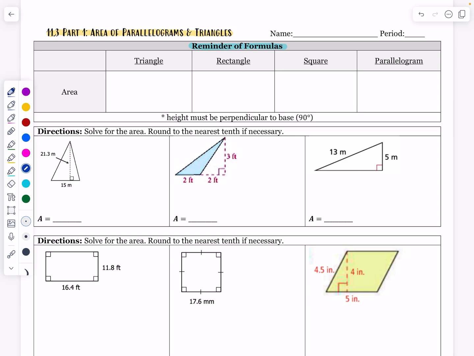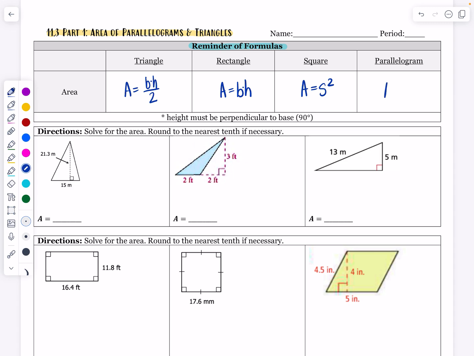So what is the area of a triangle? The area of a triangle is going to be 1/2 base times height, or base times height divided by 2. What is the area of a rectangle? Area of a rectangle is just base times height. The area of a square is the side length squared, since your base and your height are the same. So you could still do base times height, but that is going to be the same value for each, so we can shorten that to side squared.